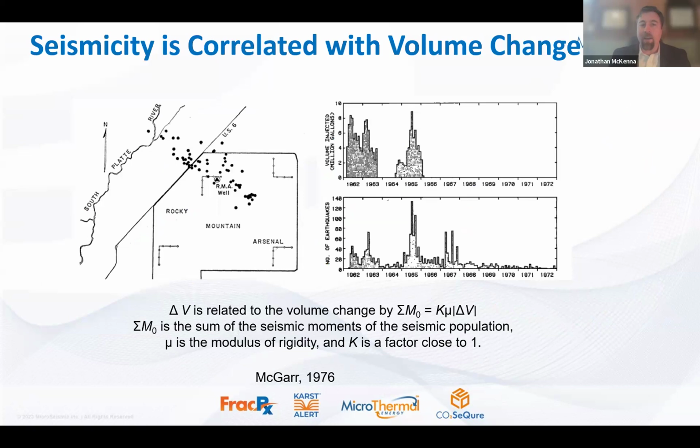So then one thing that's important that occurred back in 1976, this is a really seminal paper that I draw from, is that there was a lot of seismicity occurring in the Rocky Mountain Arsenal area. And it was due to injection or disposal wells.